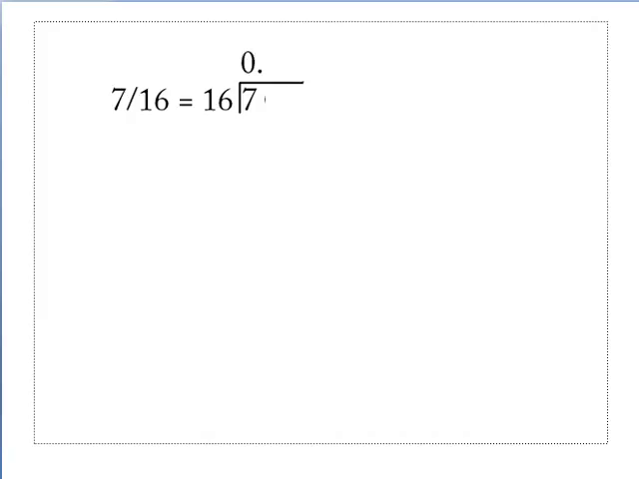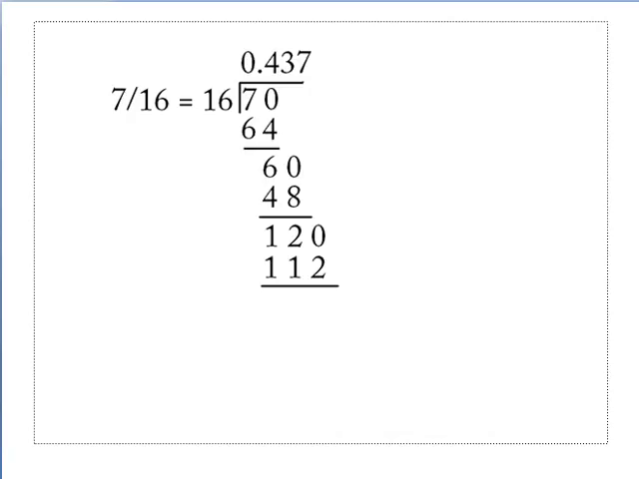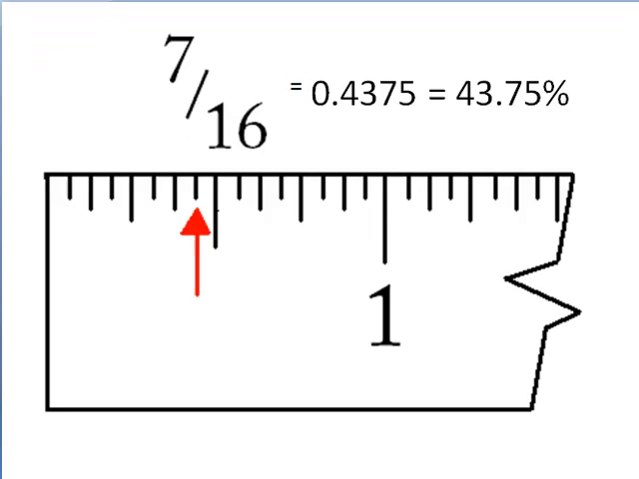It looks like this. 16 will not go into 7, so we have to add a 0 and a decimal. We add a 0. 4 times 16 is 64. We subtract that, we wind up with 6. We have to add a 0. 3 times 16 is 48. We subtract that, we wind up with 12. 16 will not go into 12, we add a 0, and 7 times 16 is 112. 112 subtracted from 120 is 8. We add a 0. 5 times 16 is 80. We subtract the 80, and we wind up with 0. We've terminated. That's as far as we can go. So the answer is 7/16 is equal to 0.4375 or 43.75%.